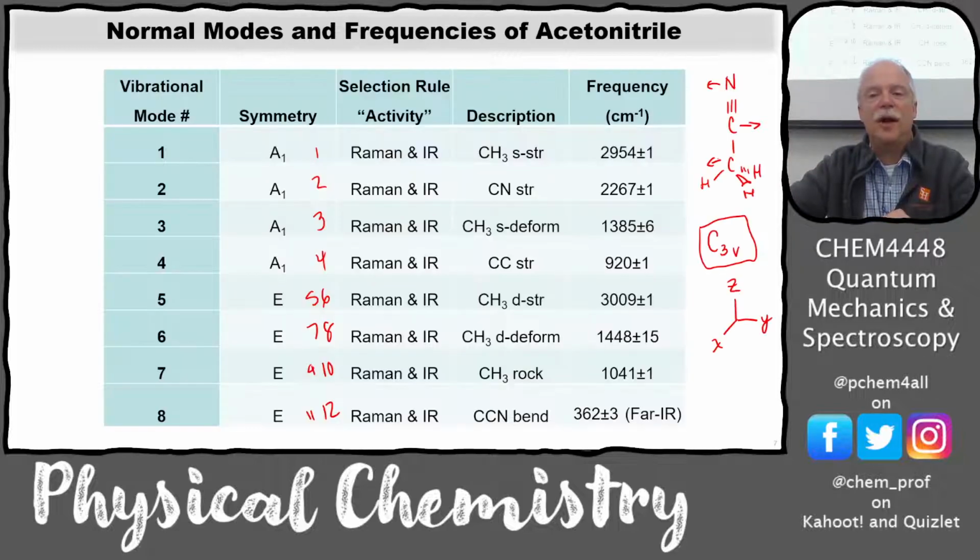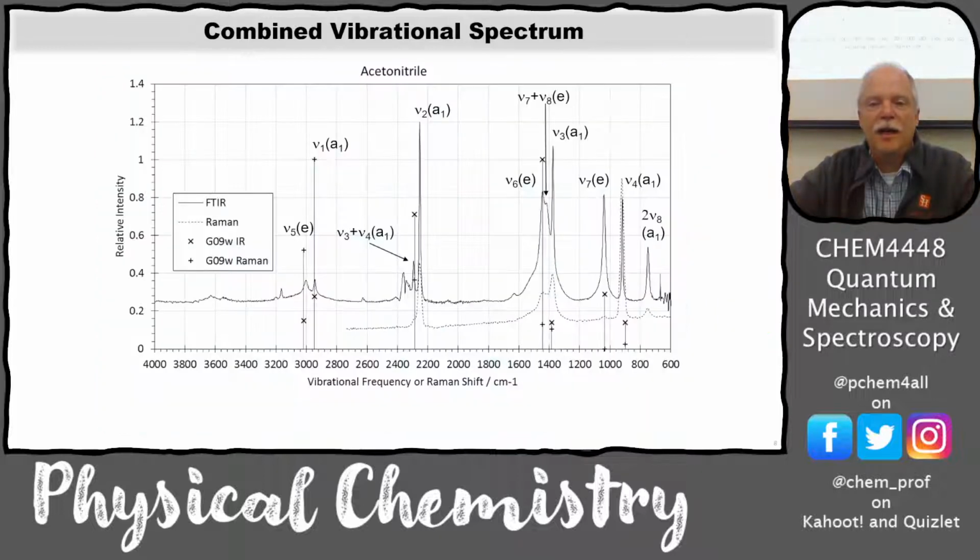This molecule is a symmetric molecule, but not centrosymmetric. It doesn't have an inversion center. So all of these are Raman and IR active. So we could have as many as 8 peaks in the infrared because these have the same frequency. They're always going to be right on top of each other. So we should have roughly 8 peaks in the infrared. So we come in here and we see almost all of them.